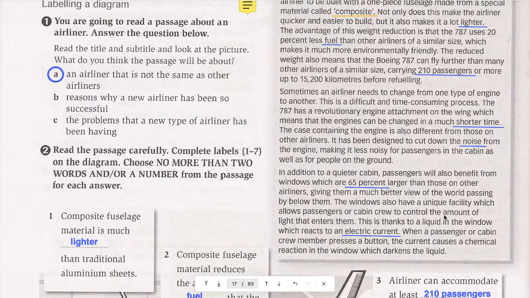So here they are talking about a unique facility which allows passengers or cabin crew to control the amount of light that enters them. And facility here, they are talking about what? That is thanks to a liquid in the window which reacts to an electric current when a passenger or cabin crew member presses the button. So that kind of system, the button, okay? The button, that's kind of facility. Of course, we are talking about the whole system there. After you press that button, the current causes a chemical reaction in the window which darkens the liquid. So that's the facility, okay?